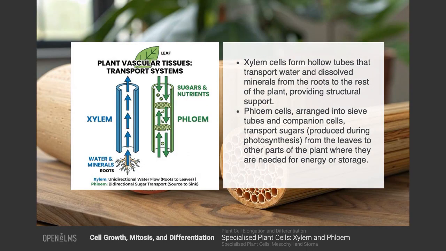Xylem cells form hollow tubes that transport water and dissolved minerals from the roots to the rest of the plant, providing structural support. Phloem cells, arranged into sieve tubes and companion cells, transport sugars, produced during photosynthesis, from the leaves to other parts of the plant, where they are needed for energy or storage.